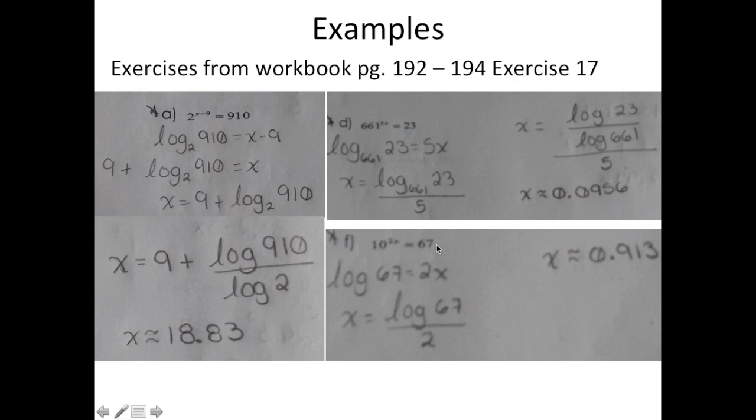Another example would be like this. 10 to the 2x is equal to 67. The base is 10, so I can just go ahead and say that log of 67 is equal to 2x. The 2 is multiplying, I take it to the other side dividing. In this case, guys, since it's already a log base 10, you don't need to do a change of base because this you can literally put it in the calculator. So you would literally put log of 67 in the calculator, and that result you divide by 2 and you get 0.913.